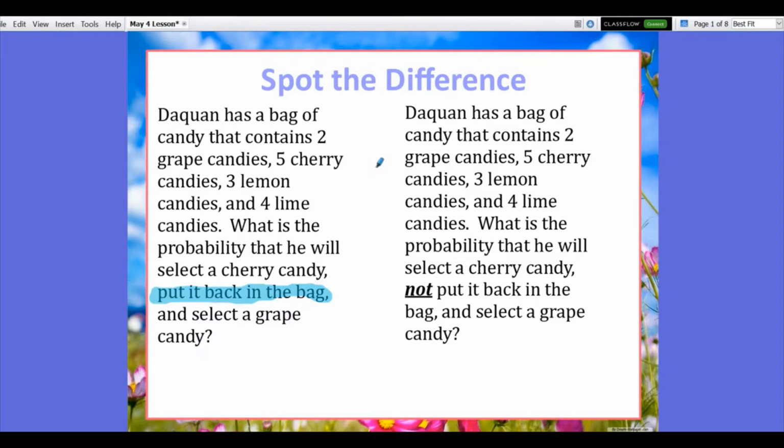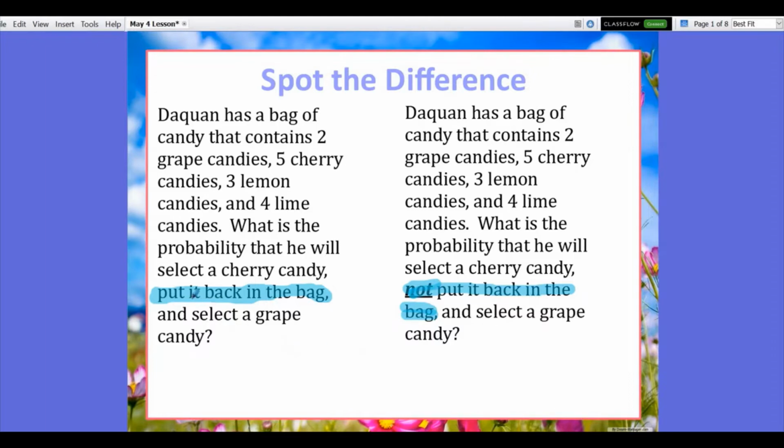Daquan has a bag of candy that contains 2 grape candies, 5 cherry candies, 3 lemon candies, and 4 lime candies. All of that was the same, right? What is the probability that he will select a cherry candy, not put it back in the bag, and select a grape candy? So if you notice in these two problems, the only difference is here he's putting it back in the bag, and here he is not putting it back in the bag.